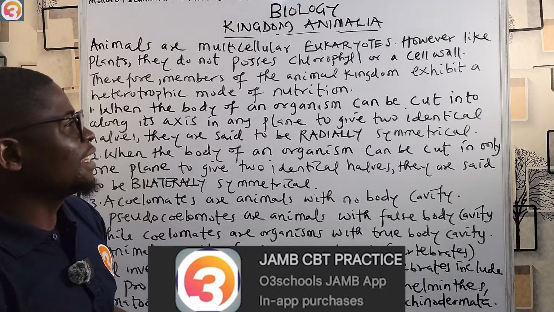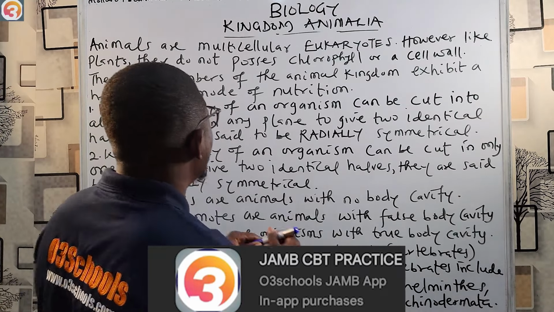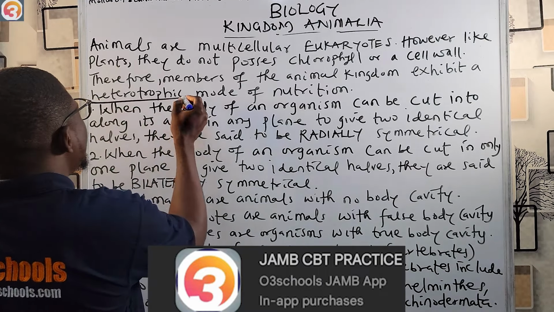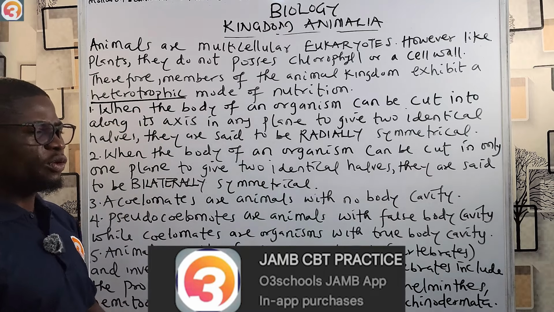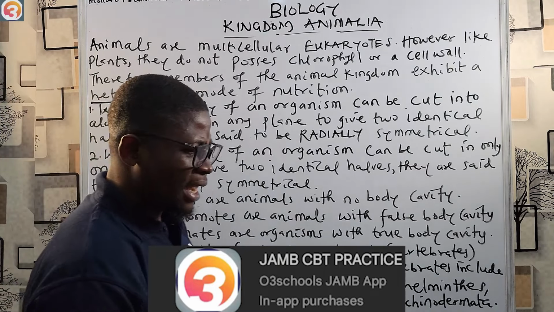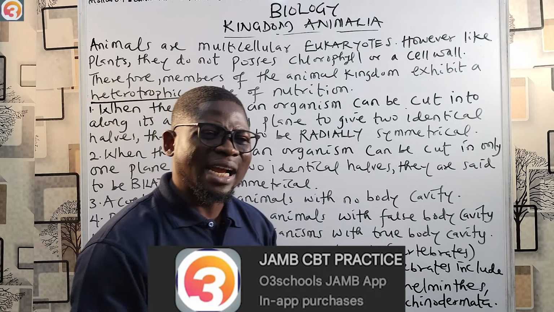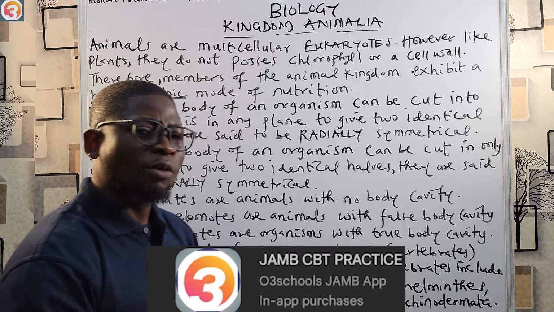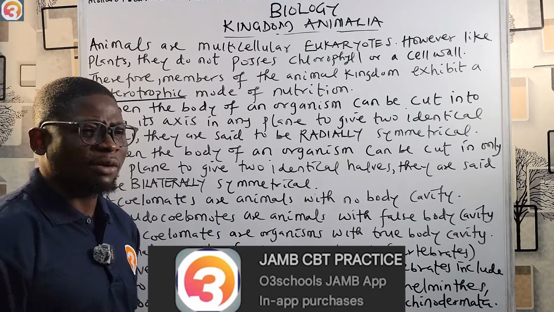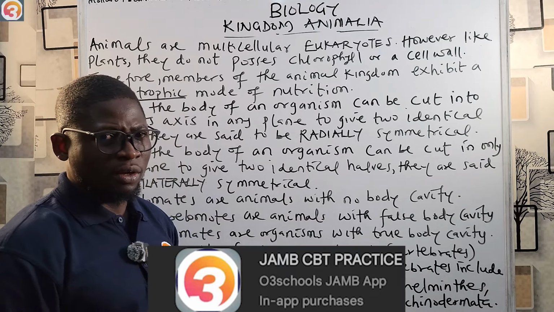Therefore, members of the animal kingdom exhibit a mode of nutrition that we call heterotrophic nutrition, whereby organisms depend on other organisms for food and for survival. They cannot manufacture their food. They need to depend on other animals for food and survival. They are heterotrophic.